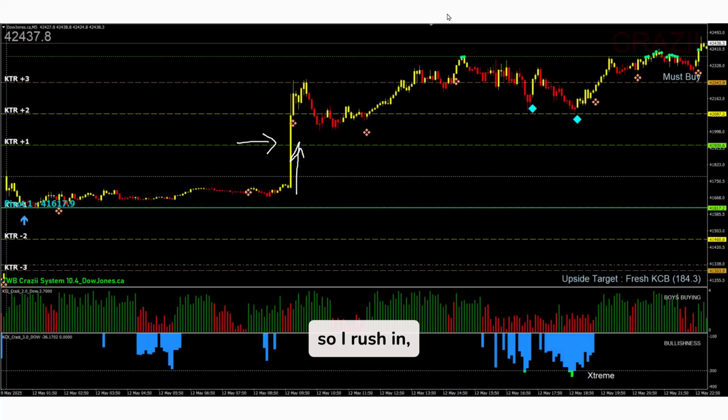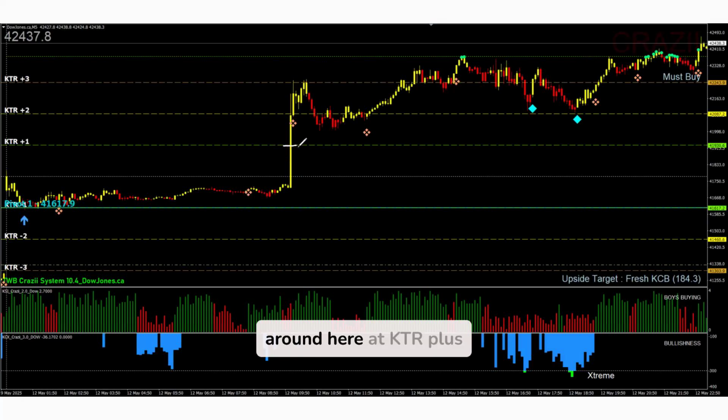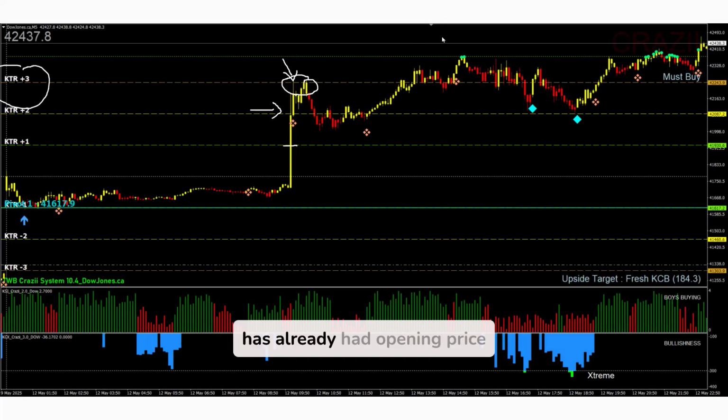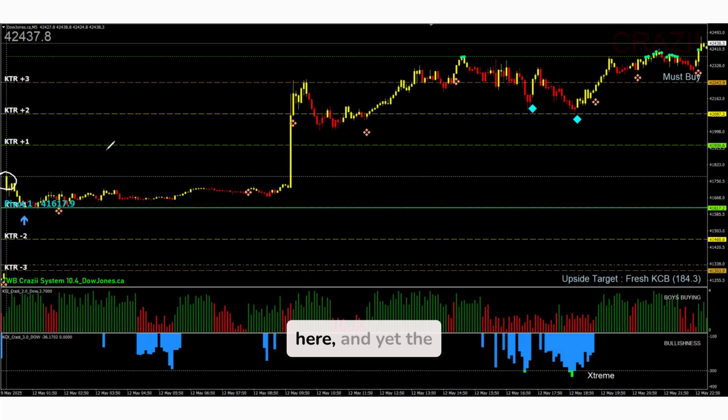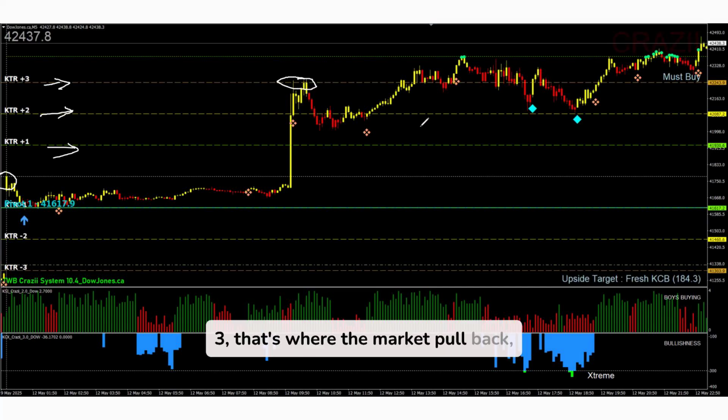So I rushed in to buy somewhere around here at KTR +1, and I took some profit at +2 and +3, and I was rewarded nicely here. You can see that's how powerful the system is. In the morning we already had the opening price here, and yet the market already established KTR 1, 2, 3. And crazy enough, at KTR +3, that's where the market pulled back.